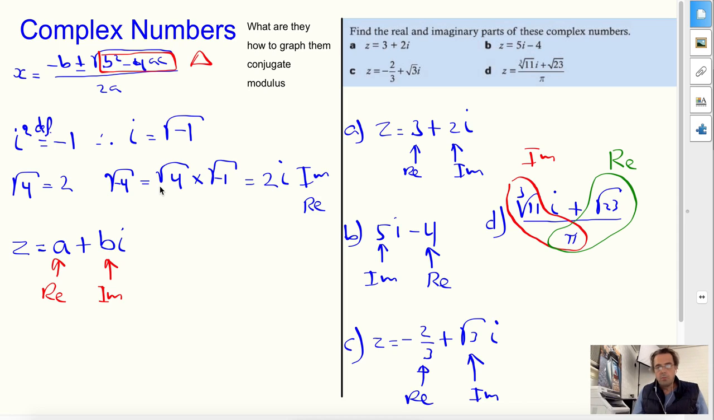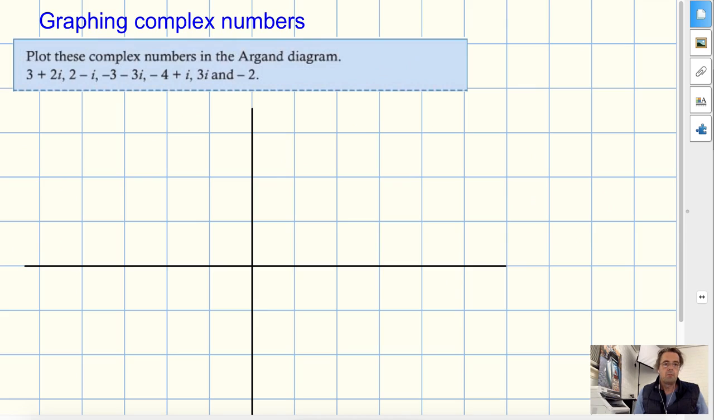Now what can you do with them? Can you graph them? Yes, you can. Graphing complex numbers. You see, normally you have a Cartesian plane like this with an x-axis and a y-axis. But now, this is not a Cartesian plane. This is not the x-axis. This is the real axis. And this is going to be the imaginary axis.